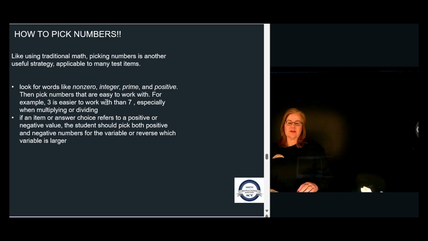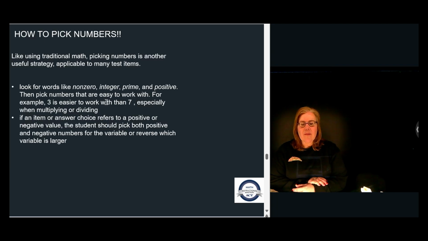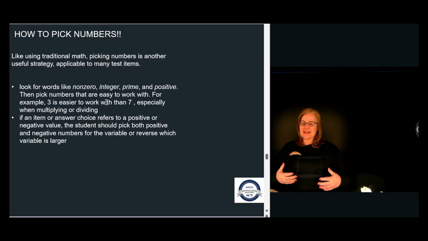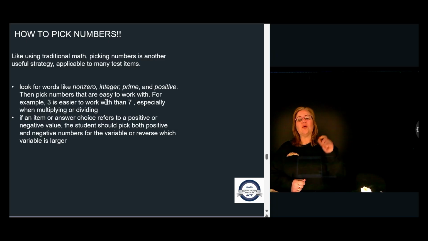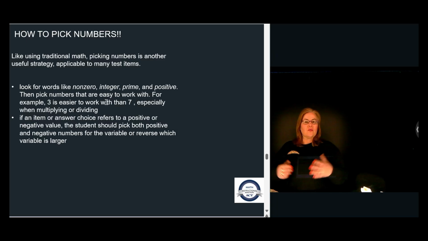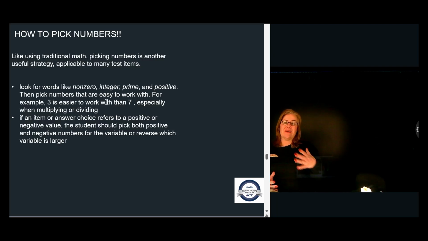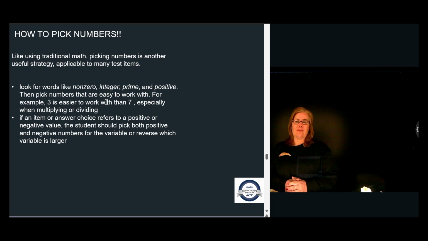It says how to pick numbers. Like using traditional math, picking numbers is another useful strategy applicable to many of the test items that you'll have. Look for numbers like non-zeros, integers, prime, positive. Then pick numbers that are easy to work with. Normally 3 is easy to work with. It's a whole lot easier to work with than 7 or maybe 13. And you especially want to make sure that they're easy when you have to multiply or divide, because dividing with 13 is going to get a little difficult. So I'm going to use those numbers that are easy.